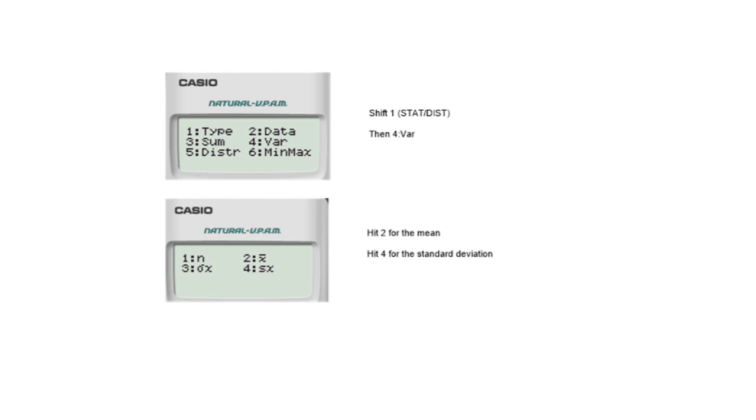Now, once you have your data set saved into your calculator, the next thing you want to do is press Shift and then the number 1. Next, you're going to press 4. And again, that will have the VAR next to it, and that would be this one right here on the screen. Next, you'll press 2 if you're looking for the mean, that is your X bar. And you'll press 4 if you want to find your standard deviation. So it depends on which one you're looking for.